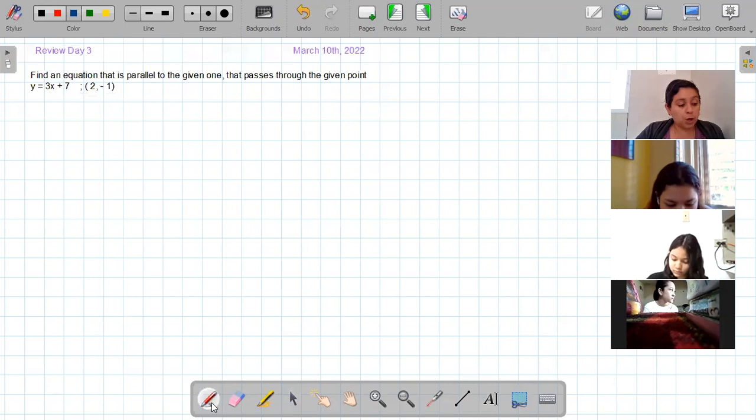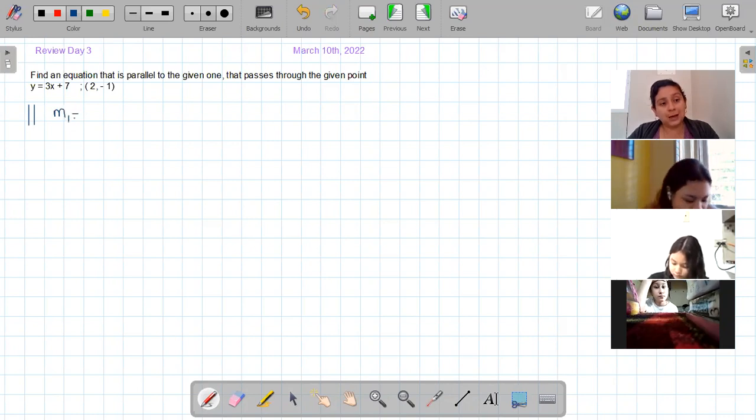So what are we going to do? We are going to use first the formula to find the slope that is parallel. For parallel lines, we have that the slopes have to be the same. The slope of one equation has to be equal to the slope of the second equation. So let's find the slope of this given equation. We're going to call that equation 1. So that will be slope 1.